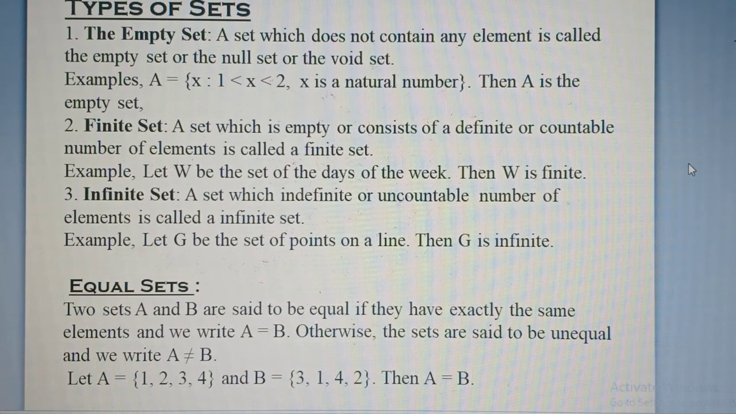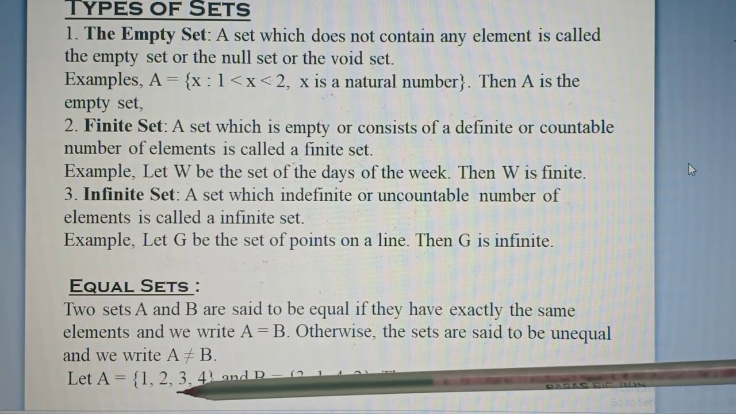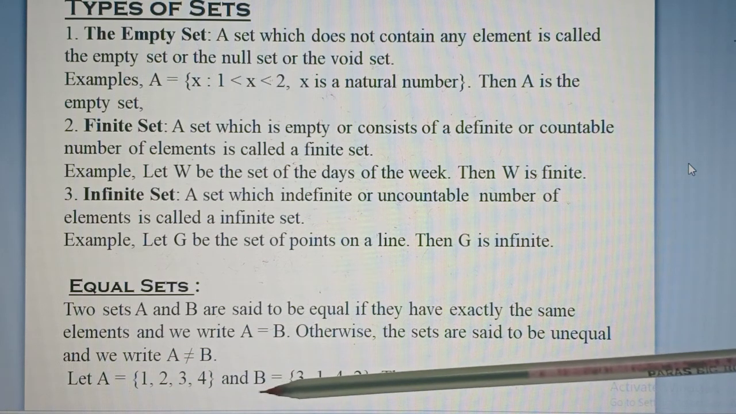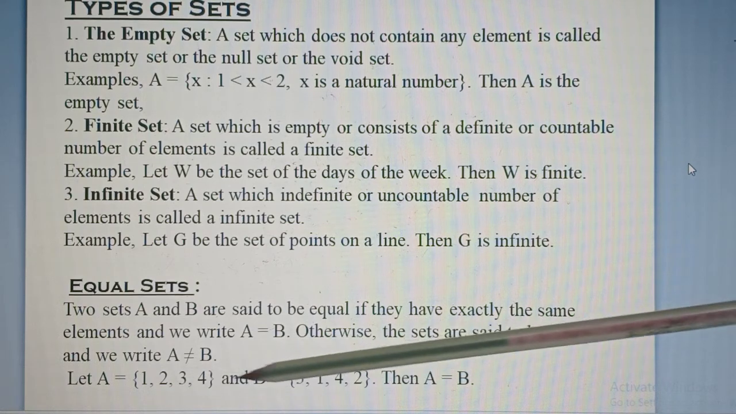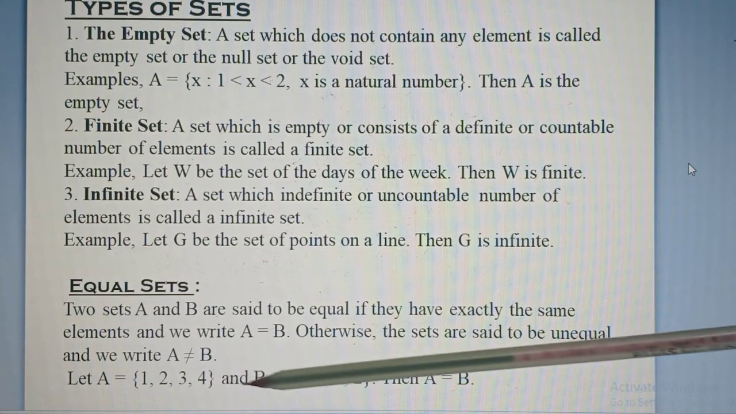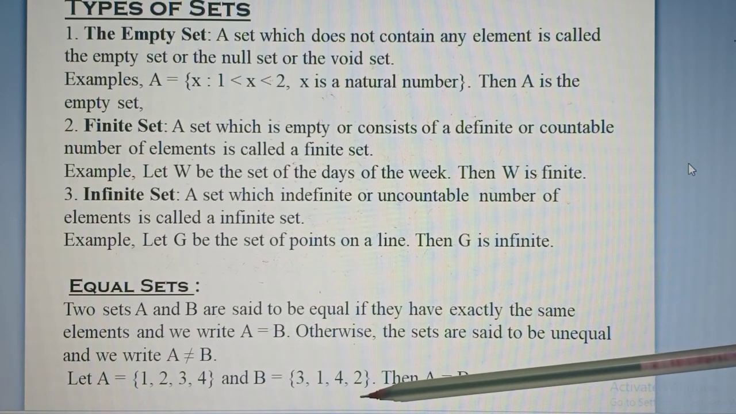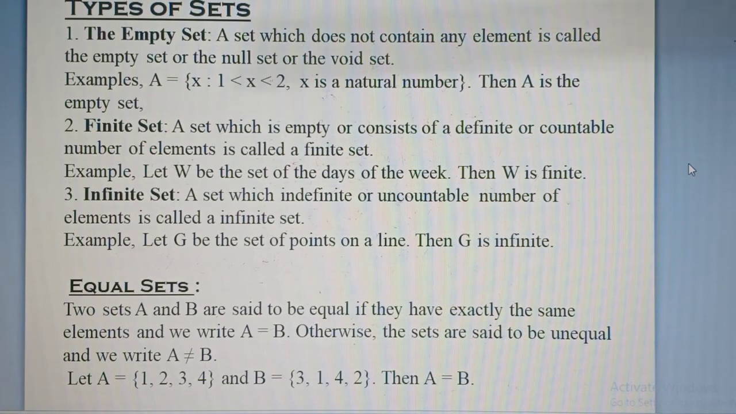For example, you can see one example is given. A is a set having elements 1, 2, 3, 4 and B is a set having elements 3, 1, 4, 2. If you compare these two sets, you can see that all the elements of A are present in B, and all the elements of B are present in A. Such sets are equal sets, so you can write A = B.